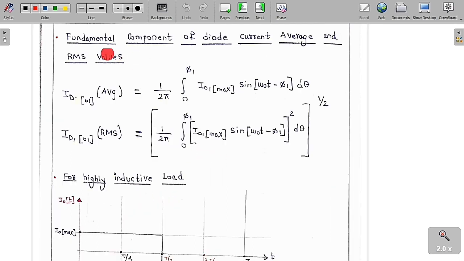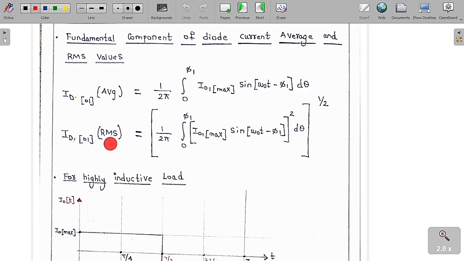Similarly, we are going to find the average and the RMS value of the fundamental component of the diode current. The average value of the fundamental component of the diode current is equal to 1 by 2 pi integration from 0 to phi 1. In this range, what current are we going to get? It is the fundamental component of the output current, which is I01 max sin of omega naught t minus phi 1 dt.